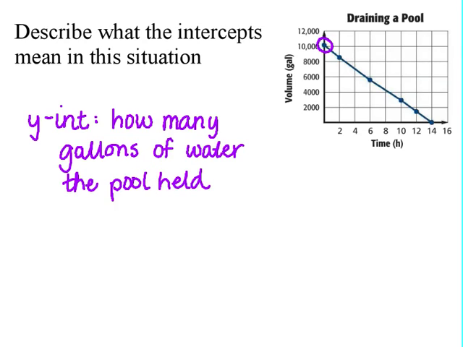So now let's look at the x-intercept. That's right here. What do you think the x-intercept means? How many hours it took to drain it? So in this case, it took how many hours to drain the pool? Right. It took 14 hours to completely drain the pool.